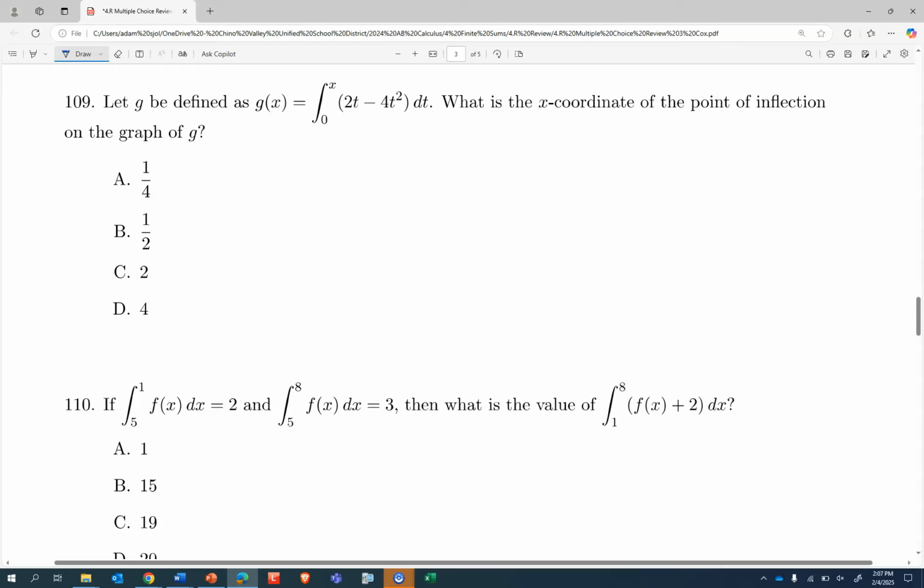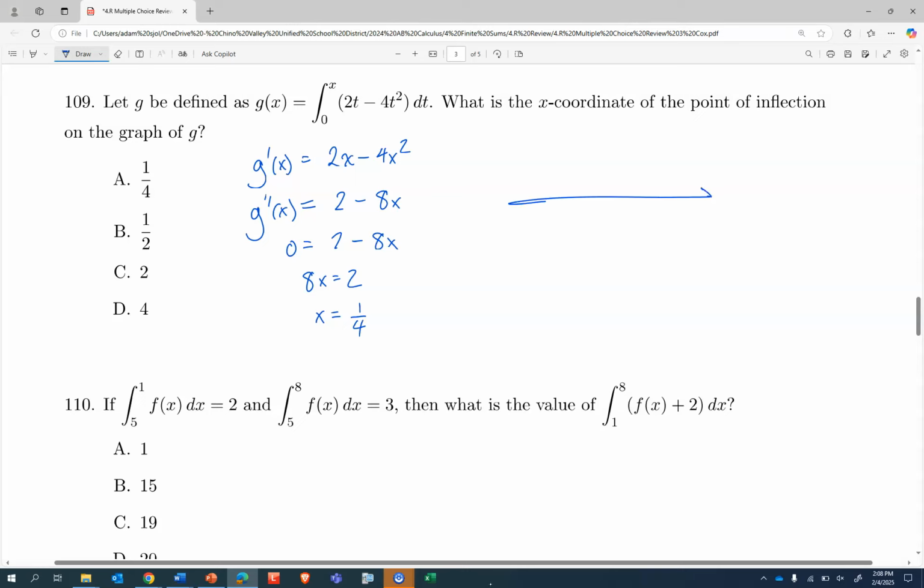Let g be defined as g of x is the definite integral from 0 to x of 2t minus 4t squared dt. What is the x-coordinate of the point of inflection of the graph of g? So we want g double prime to change signs. g prime of x is equal to 2x minus 4x squared. g double prime of x is equal to 2 minus 8x. 0 equals 2 minus 8x. And 8x equals 2, x equals 1/4. I bet at least one of you writes 4.